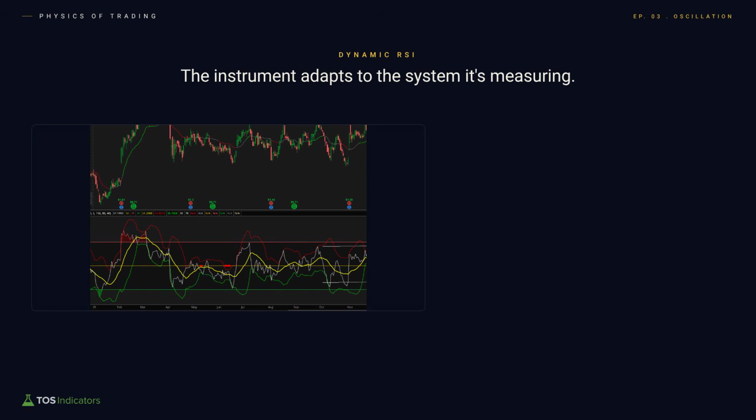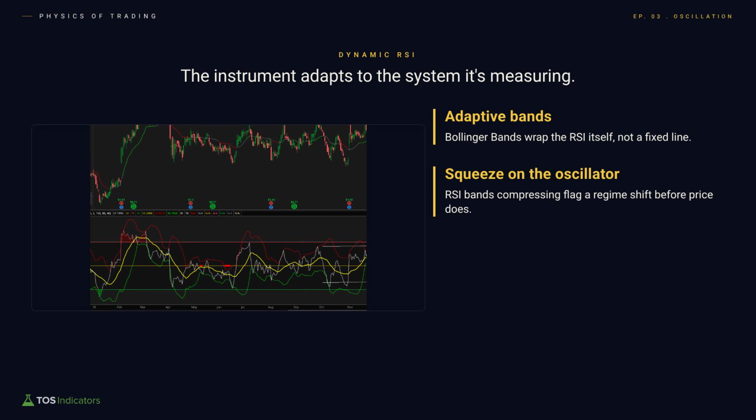The dynamic RSI allows you to actually adapt as volatility changes. Now, when those RSI bands start to compress, you get a readout on the actual oscillator, and in the dynamic RSI, we have labeled this as a squeeze dot. So it becomes really easy to see when this compression is happening, not just on the actual price, but on the RSI. That tells you the RSI itself is starting to dampen, which usually precedes a regime shift. Now keep in mind in all of this, the RSI itself is measuring price.